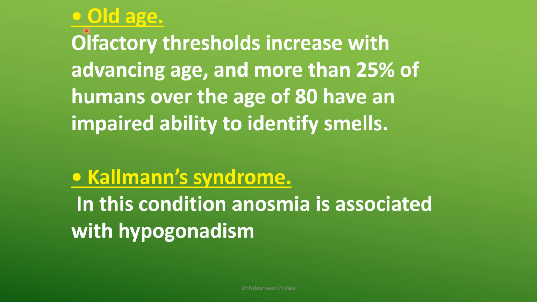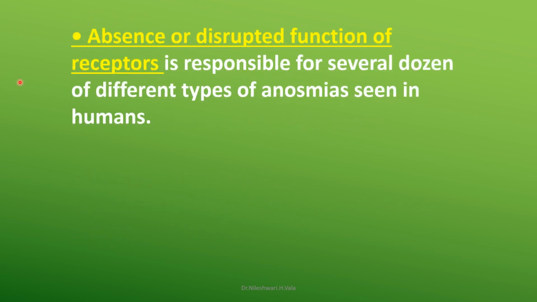Then old age. The olfactory threshold increases with advancing age, and more than 25% of humans over the age of 80 have an impaired ability to identify smell. Then Kallmann syndrome. In this condition, the anosmia is associated with hypogonadism. Absence or disrupted function of the receptor is responsible for several dozen different types of anosmia that are seen in humans.